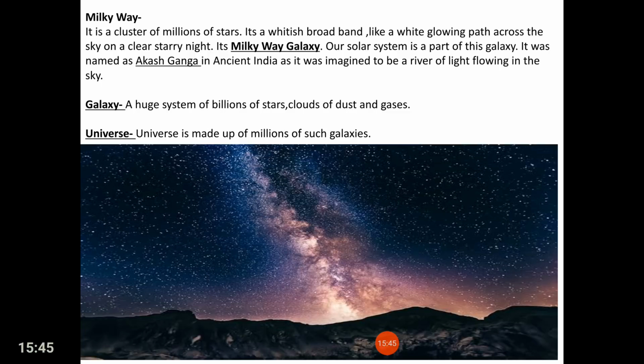Then we have the galaxy, a huge system of billions of stars. The clouds of dust and gases are called a galaxy. The universe is made of millions of such galaxies. Can you just imagine? There are many such universes present, and in that universe we have many such galaxies, and in those galaxies we have many Milky Ways, and in those Milky Ways there are many such solar systems with different planets present in them. So amazing, so vast, so big.